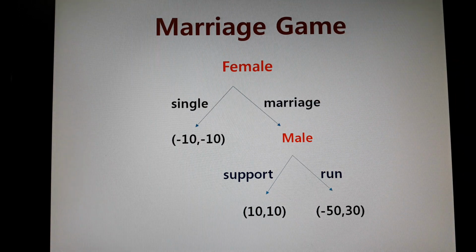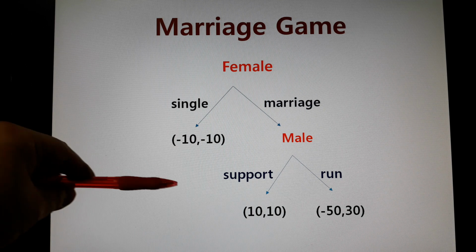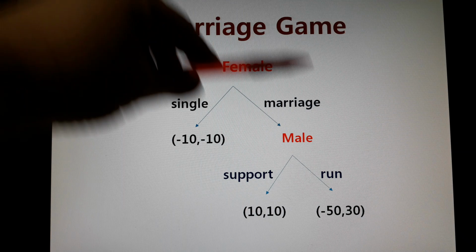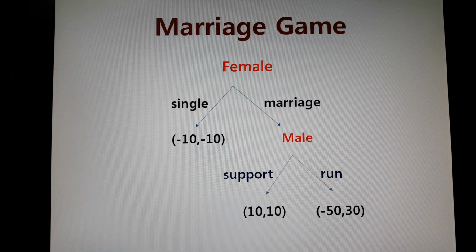Of course, the answer is negative 10. Negative 10 may not be good, but it's certainly much better than negative 50. So the logical conclusion in this game, after thinking all that, is that the female is not going to get married.